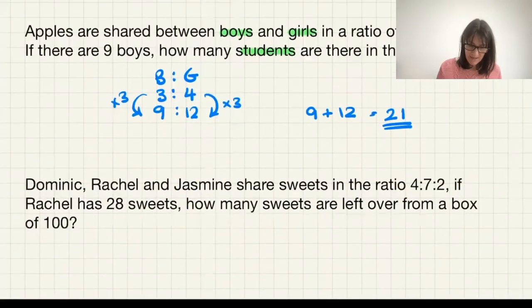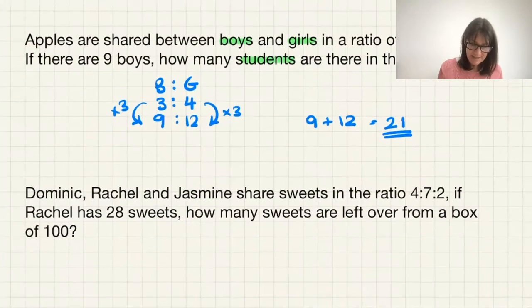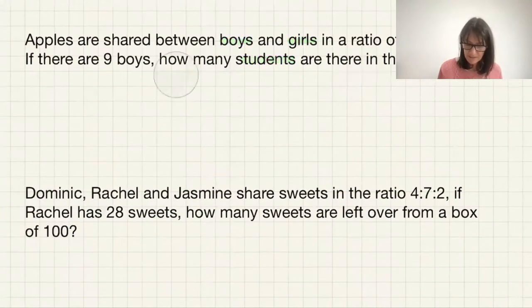Okay, so we're at the end of the page. That is your next question. Dominic, Rachel, and Jasmine share sweets in the ratio of 4 to 7 to 2. If Rachel has 28 sweets, how many sweets are left over from a box of 100? Pause and hit play when you're ready to see how you've got on.